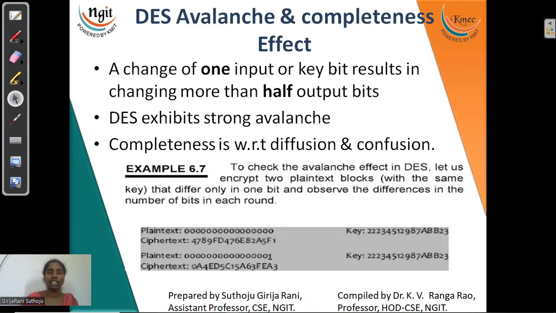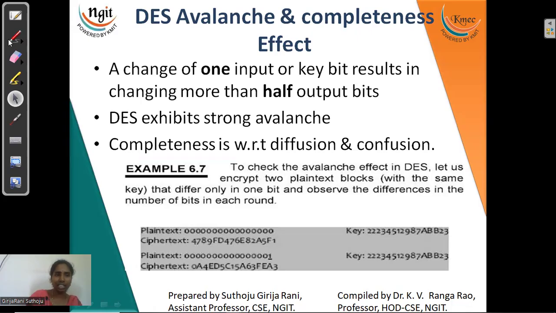Now, let us learn about the DES avalanche and completeness effect. First is the avalanche effect, where the change of one bit in the input or the key bit results in a vast difference in the output bits. So a change in one input bit, in the key or in the plain text will result in a vast change in the output bits.